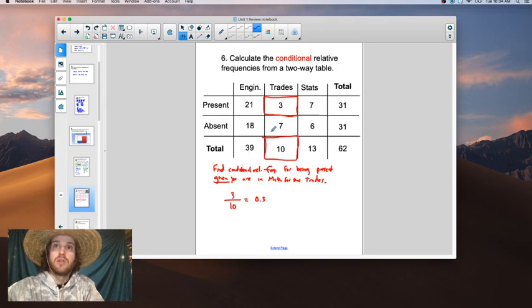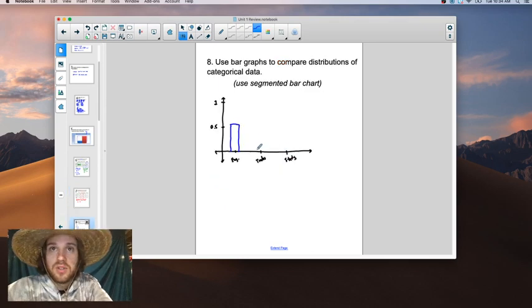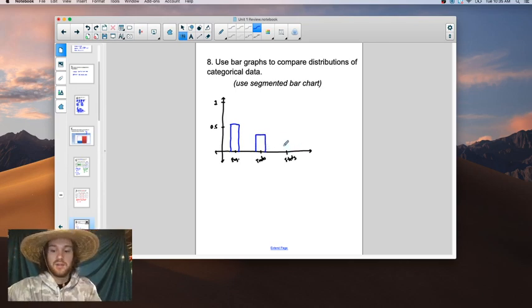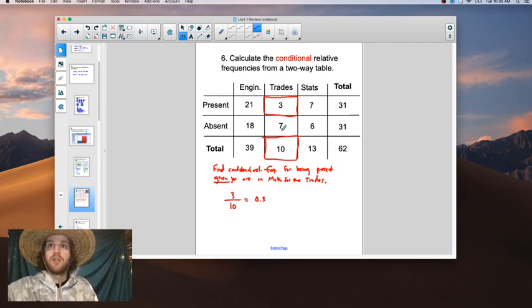Let's look at math of the trades. That was 30%. We're really doing the conditional relative frequency here. So 30% showed up. So that's 25. 30 is probably right about there. Okay, and then for stats, 7 out of 13.